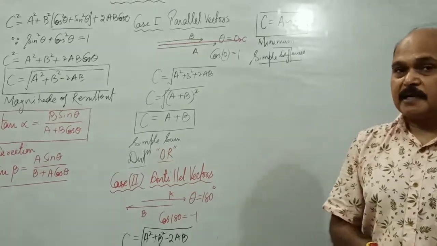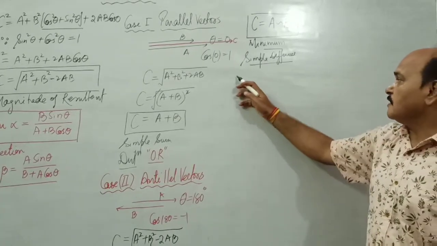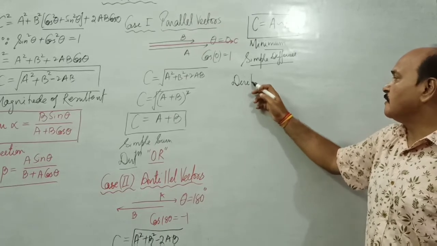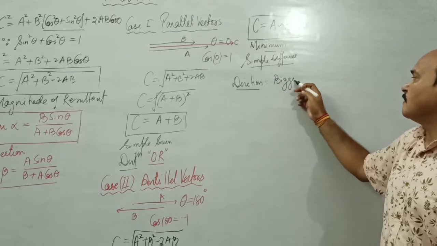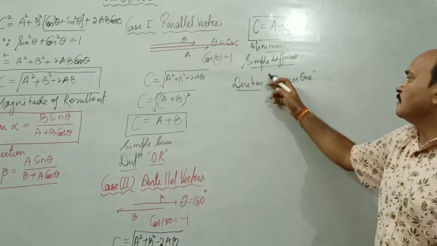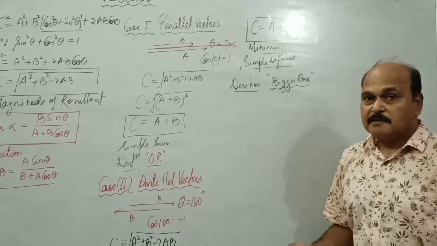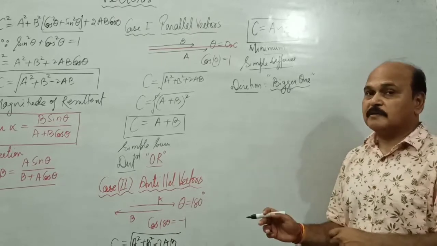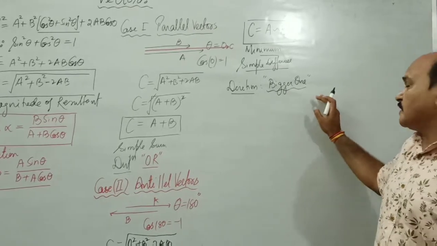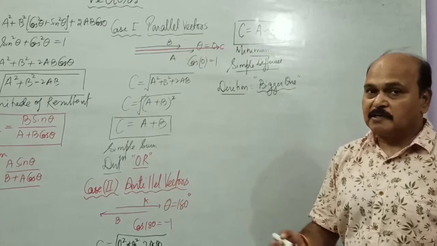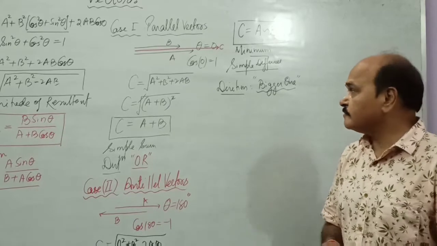So if the vectors are anti-parallel, their vector sum is their simple difference. And what about direction? Direction is that of the bigger one. If two vectors are anti-parallel, then the direction of the resultant is the direction of the bigger of the two vectors. If the bigger vector is towards right, then the resultant is also towards right. If the bigger vector is towards left, then the direction of the resultant is also towards left. Remember, the resultant is the simple difference in this case.